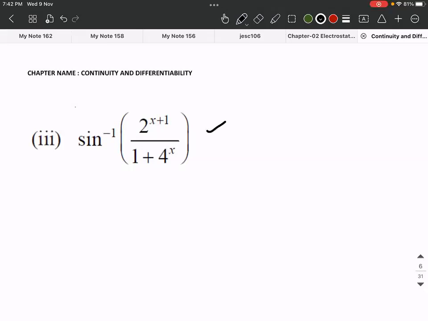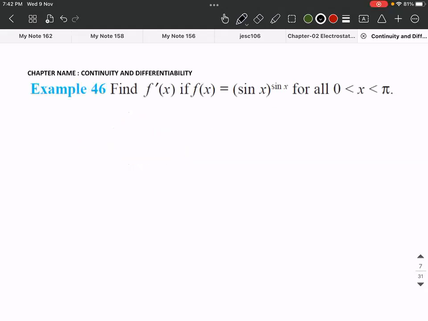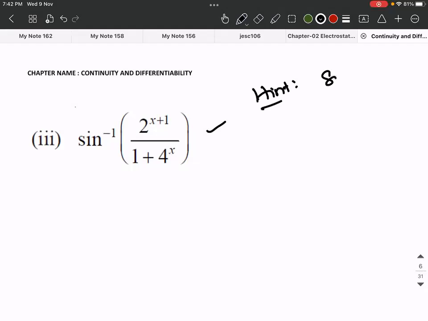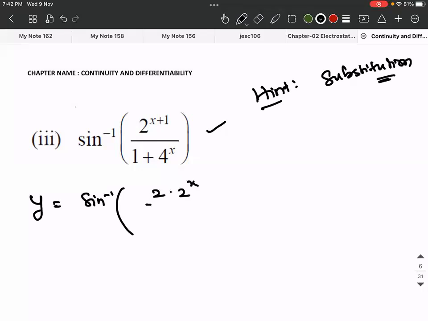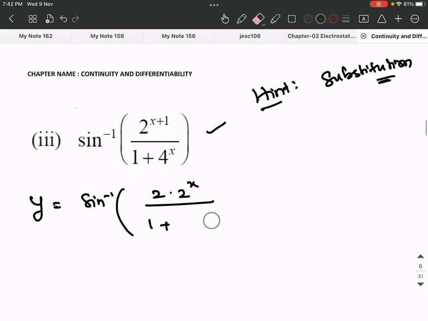Okay. Do this. So, hint. Anybody? Sir, in the denominator, write 2 power x as 2 power 2 x. Use the substitution method. So y is equal to sin inverse of, can I write this as 2 into 2 power x divided by 1 plus 2 power x the whole square? Can I write it as 2 power x the whole square?